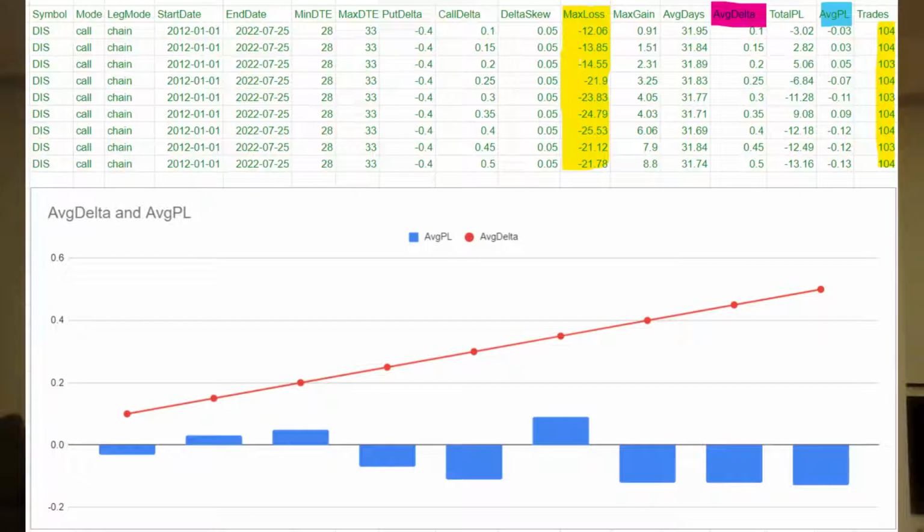So finally, the last thing I'll show is the results of running several back tests varying the delta. This is still not nearly enough data to draw any conclusions, but it's a baby step in the right direction. So here's the summarized results of 9 back tests for Disney. Each one runs from 2012 to 2022, 10 years. I varied the delta from 0.10 to 0.50, going up 0.05 in each back test. I kept the days to expiration constant at about 31 days.